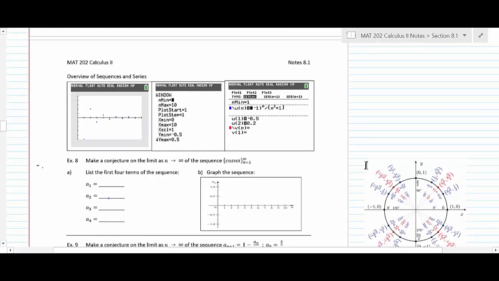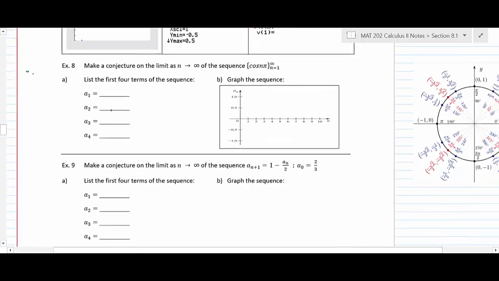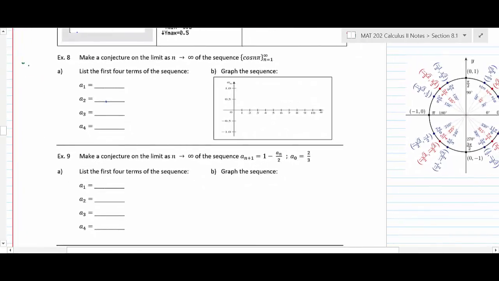Okay, so let's see. On the next page, we're going to look at a graph. Now I'm going to do this one without the calculator. This is just getting you comfortable with this notational system. So you're doing the cosine of n pi from n equals 1 to infinity. Let's write out each term: cosine of 1 pi, then n goes to 2, so cosine of 2 pi, cosine of 3 pi, and cosine of 4 pi. That would represent an explicit formula for that sequence, okay?